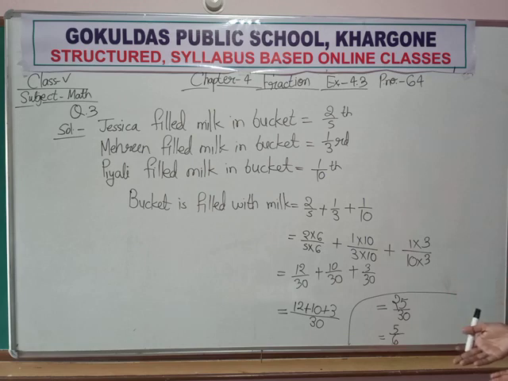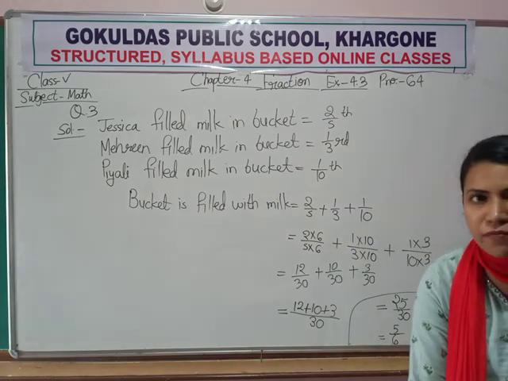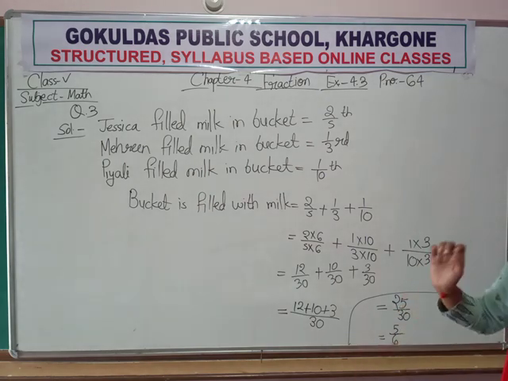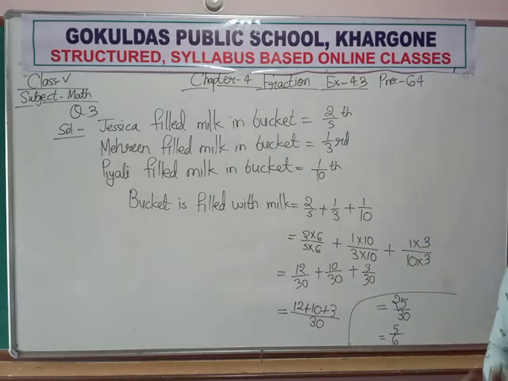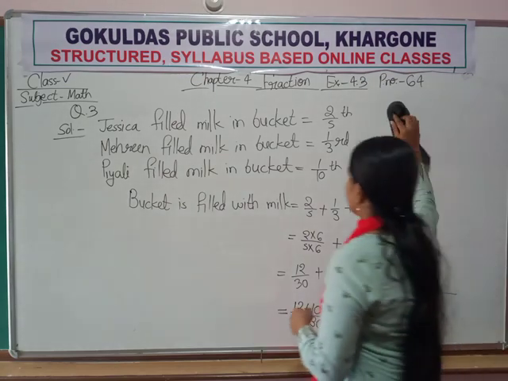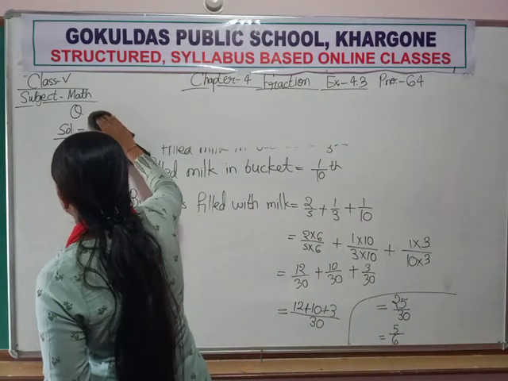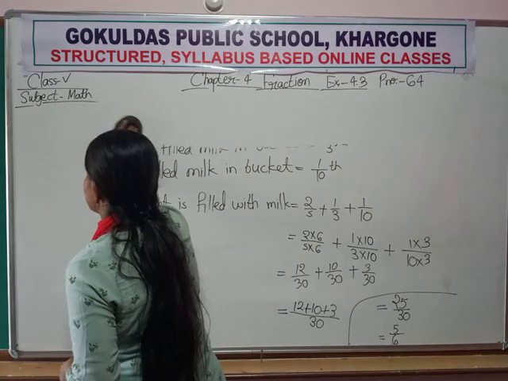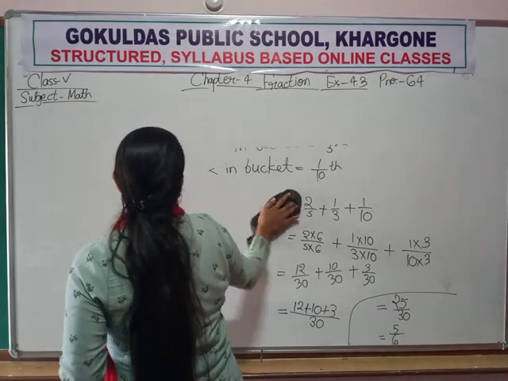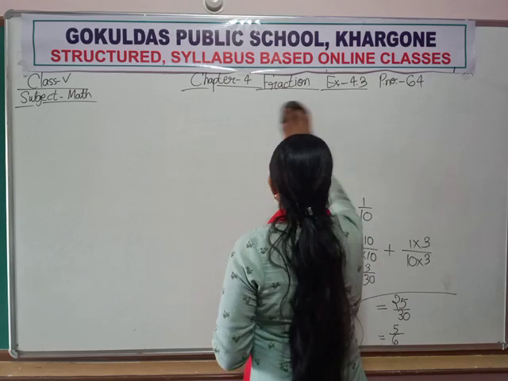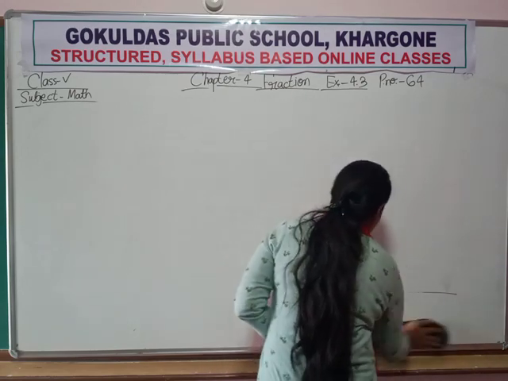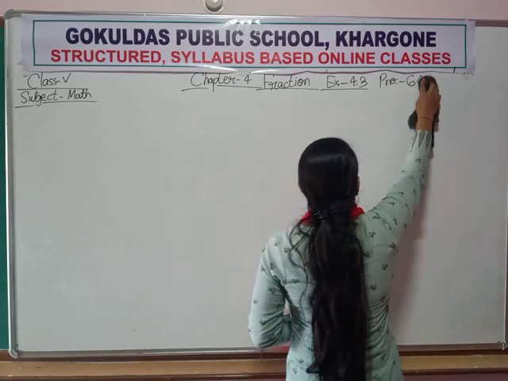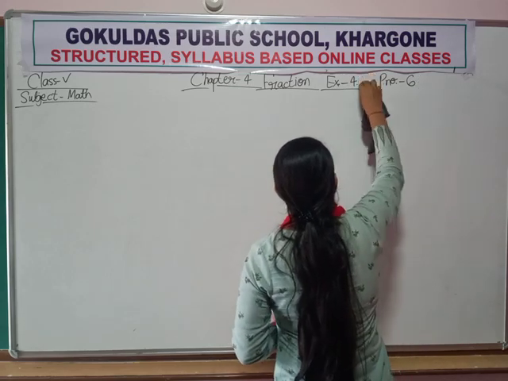So how much of the bucket is filled with milk? 5 upon 6 of the bucket is filled with milk. This question is done. I hope you understand how to do this. Now let us move to the next exercise, that is exercise 4.4, which is on page number 66. So now open page number 66.